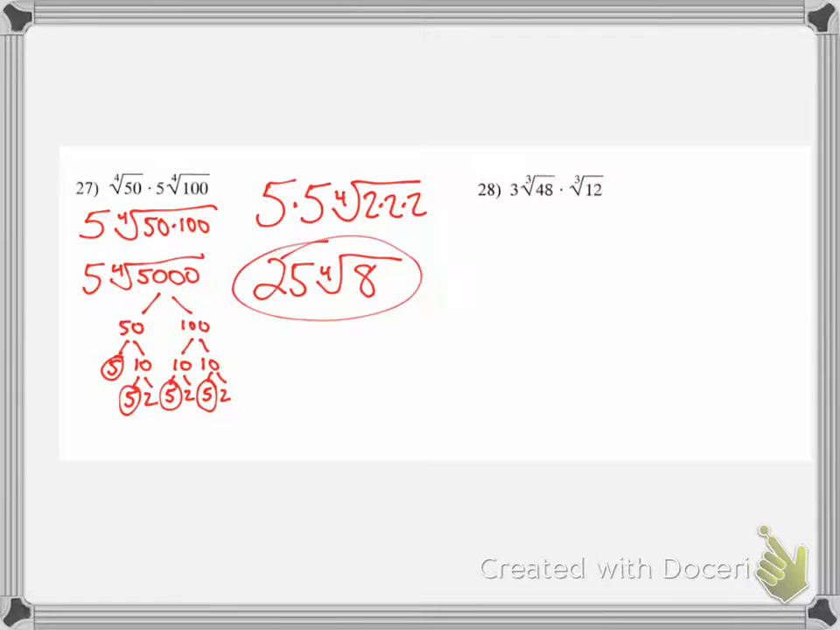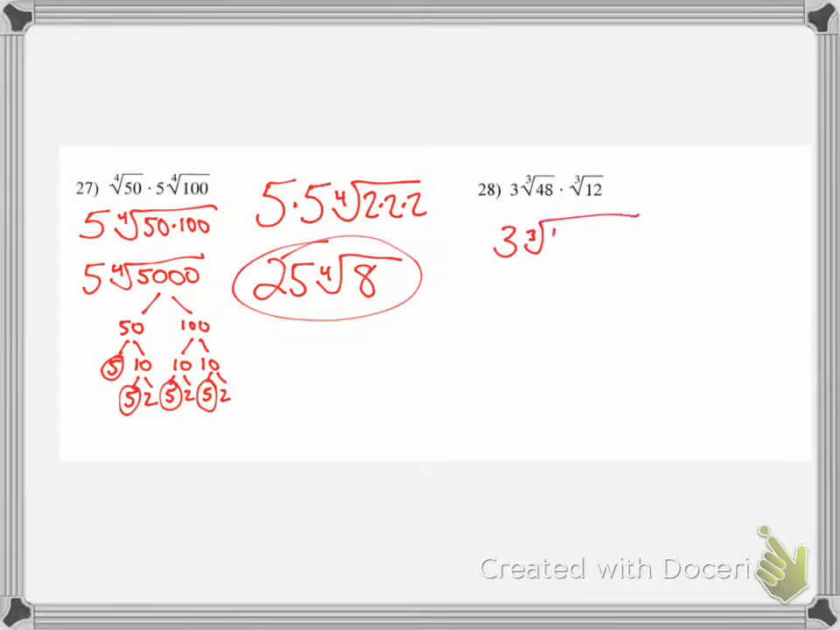So again, fourth roots, we're looking for 4 of a kind when we have to break stuff apart. 28 is pretty much the exact same problem. The only difference is we're dealing with cube roots. If I'm dealing with the third root, we're going to look for 3 of a kind. We're going to look for triplets. So I'm going to do the same exact thing I did in 27. So I have a big 3 out front. It's going to stay there.